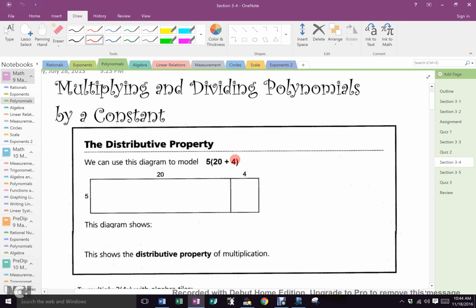This expression right here, according to our very first unit, this is a BEDMAS situation, isn't it? Right?